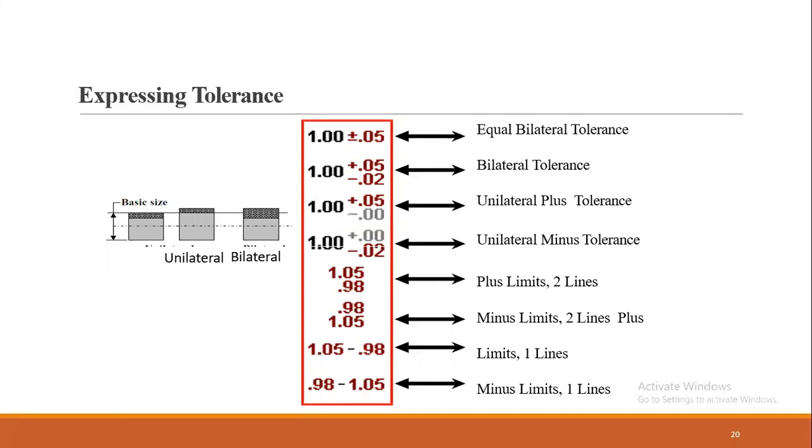Plus limit two tolerances: I accept from 1.05 to 1.98. It's the same as bilateral tolerances, but the representation is different. Then limit one line: you will get it in the same line. If you see limit two lines, top and bottom, the same dimensions you will get in horizontal.